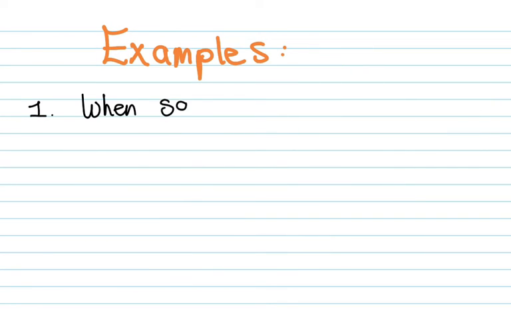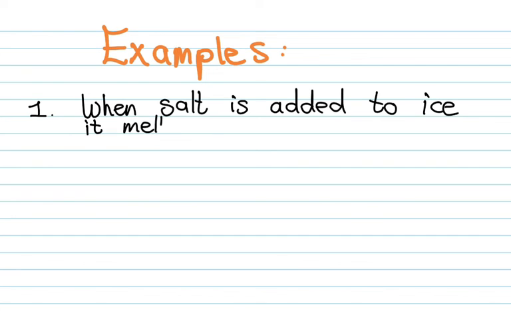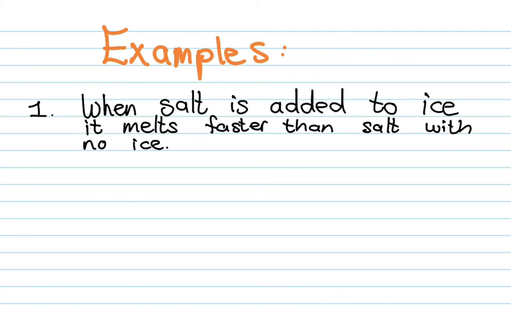In example number 1, it says, when salt is added to ice, it melts faster than ice with no salt. So now you can see that we already did this. It's not really a prediction. It's not saying what we're going to be doing here. You get the feeling we already did this. We came to a conclusion.